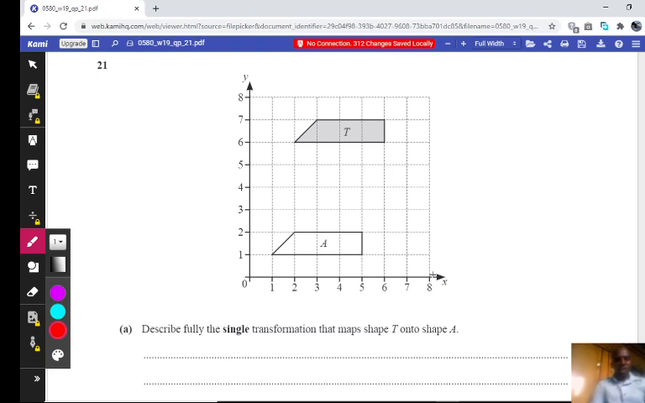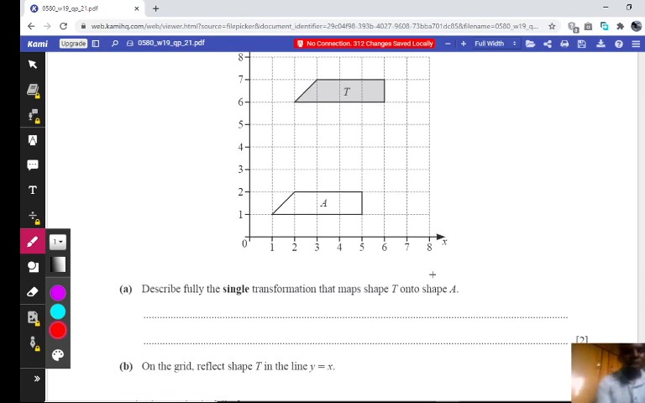Then question number 21. This one is a transformation. Describe fully the single transformation that maps shape T onto shape A. Shape T is the original, then shape A is now the image of shape T. So what type of transformation is this one? First, you have to check if the size has changed. No, it's still the same. Then direction, still the same. So this one will be a translation. Size not changed, direction not changed, that's called a translation. So you write translation here.